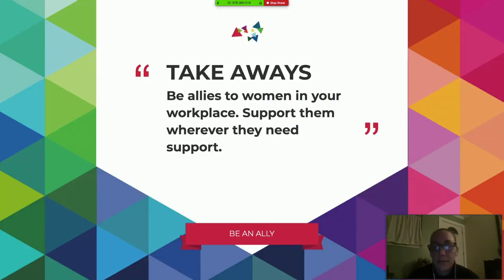So another thing that I think has been really pretty clear throughout the session is just to be an ally to women in the workplace. I think I'm a naturally competitive person anyway, but to me now, it's not like it's me against everyone else. It's more just, find your team, and support them when they need support.